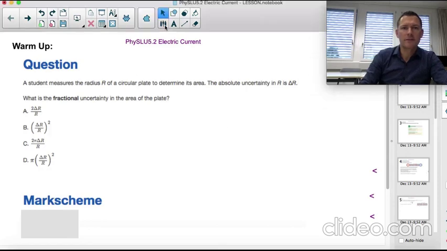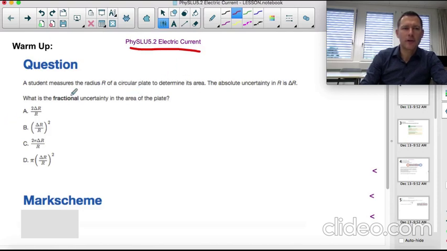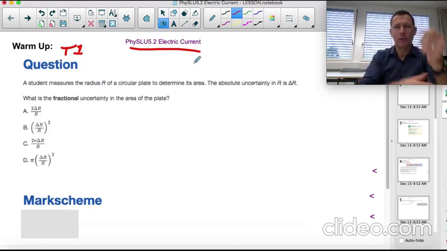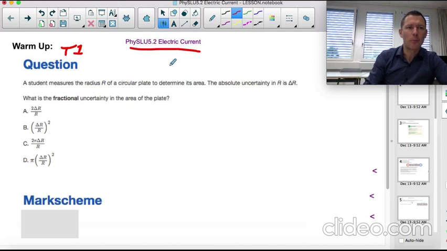Hey physicists, we're looking at 5.2 electric current. Try this little warm-up first. It's from topic 1 about uncertainty and such. I think we're a little rusty, so I'm just trying to throw those in here and there. Pause me and go.